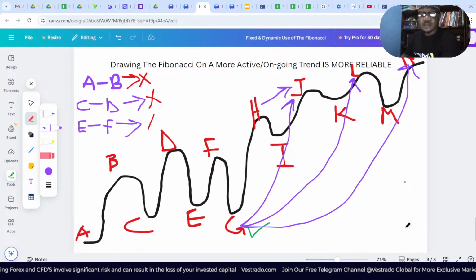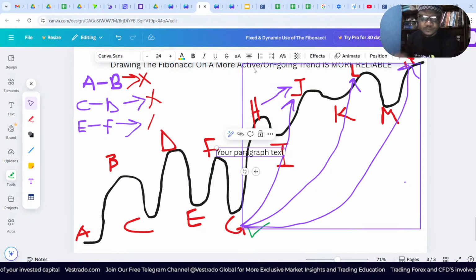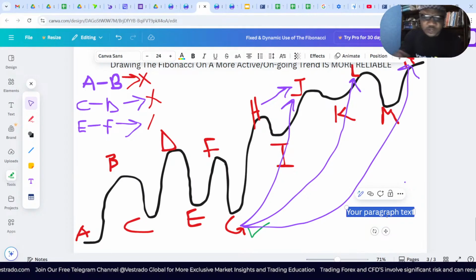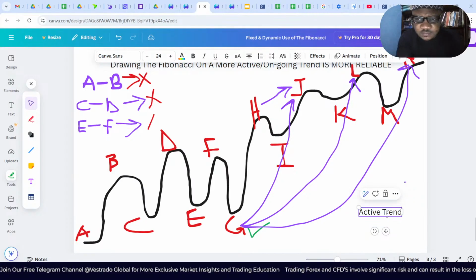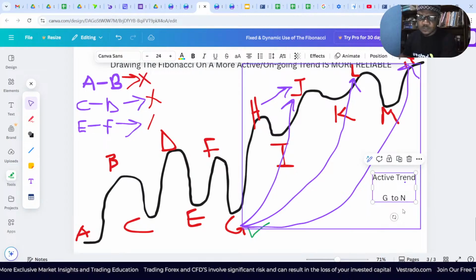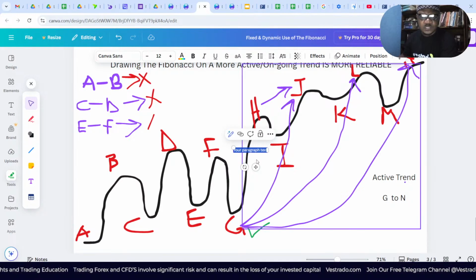So for me, when drawing the Fibonacci retracement, the valid trend, the active trend to draw the Fibonacci on. For me, I always tell my students, no man is an island. There are different strategies in the world. Active trend for me equals G to N. Okay, active trend equals drawing from G to N.